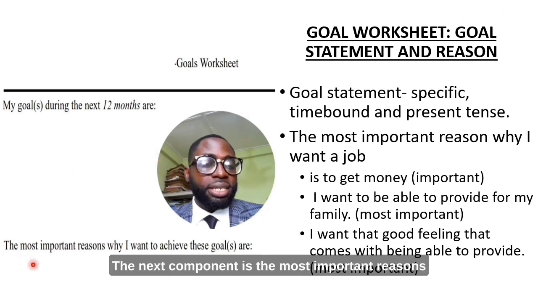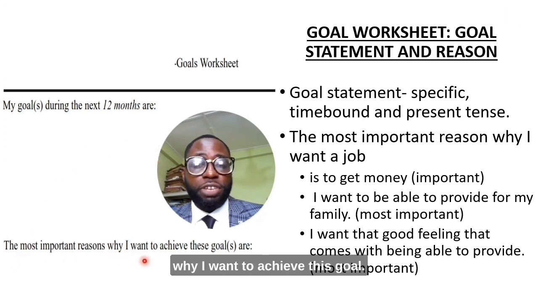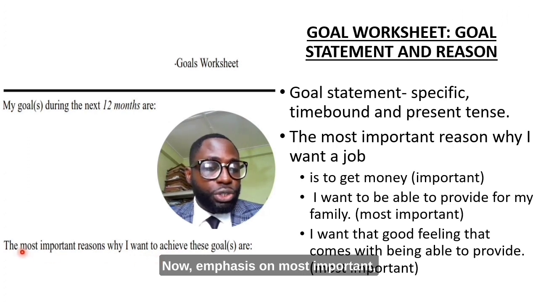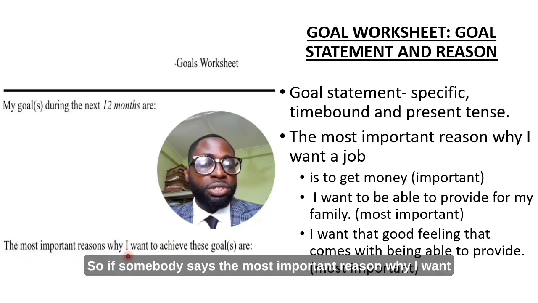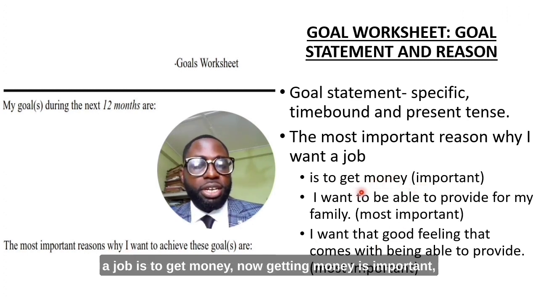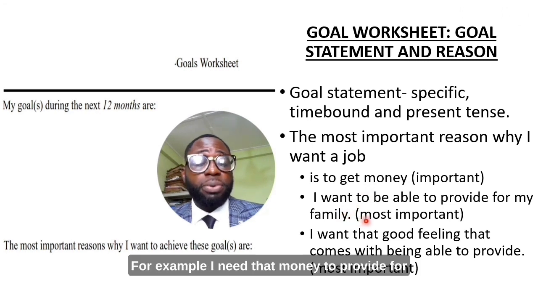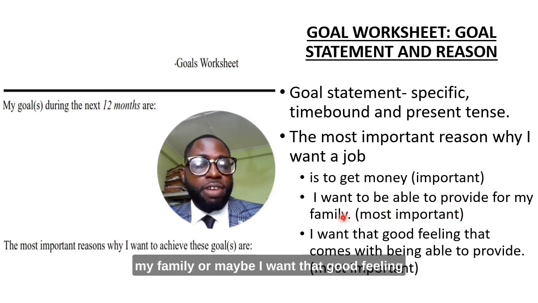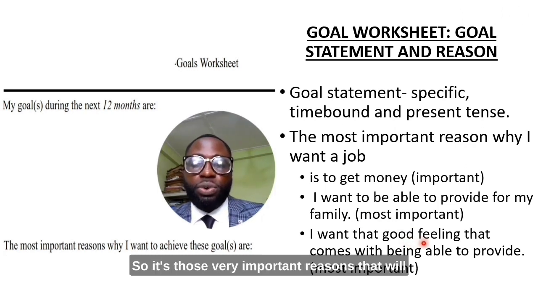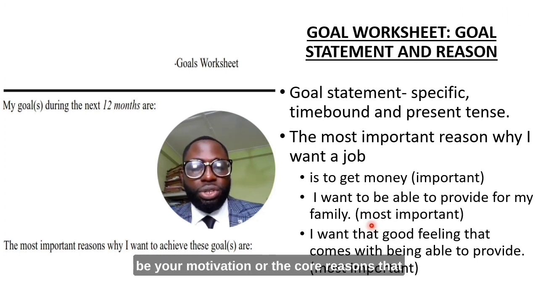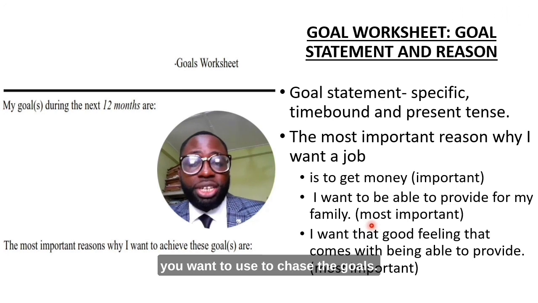Now, the next component is the most important reasons why I want to achieve this goal. Now, emphasis on most important, not just important reasons. So if somebody says the most important reason why I want a job is to get money. Now, getting money is important, but it's not the most important reason. That money that you want to get will be used for something. For example, I need that money to provide for my family, or maybe I want that good feeling that comes with being able to provide. So it's those very important reasons that will be your motivation or the core reasons that you will want to use to chase the goals.